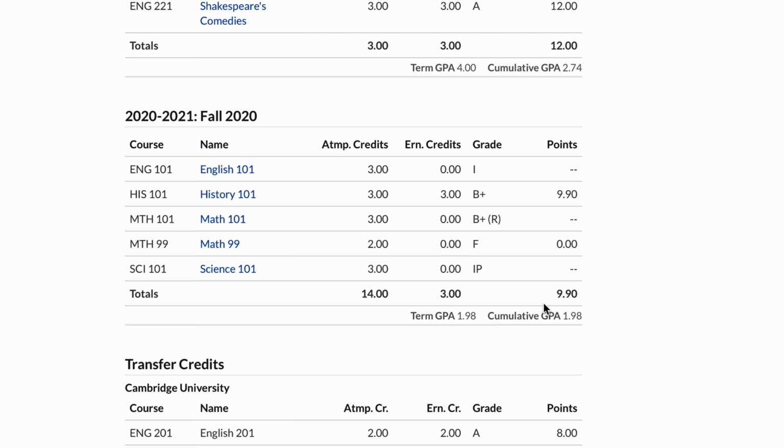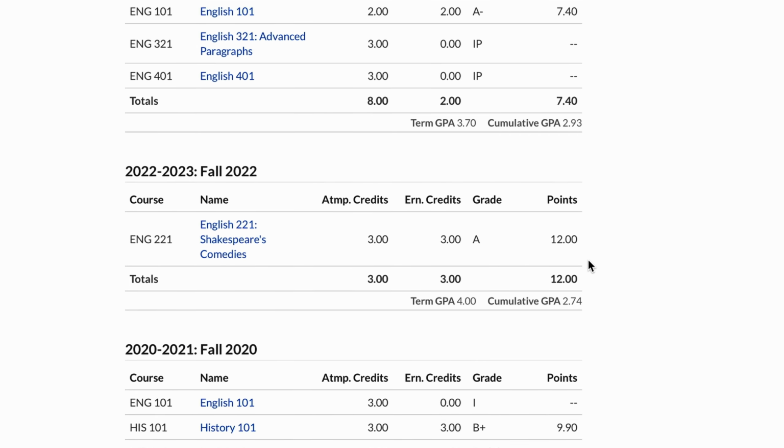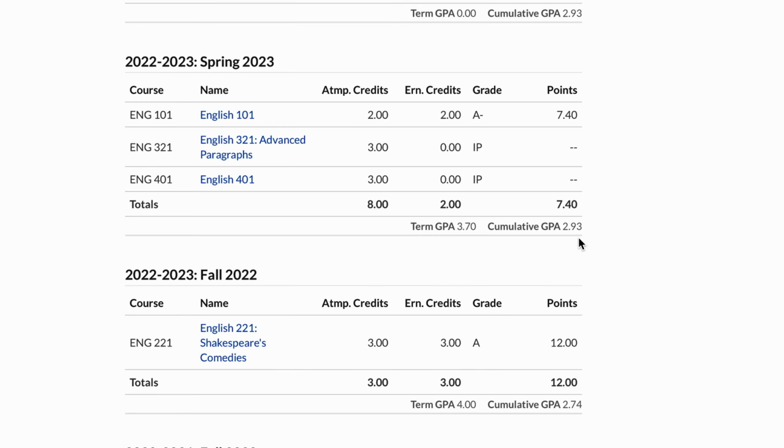Then we've got your term GPA, and that's going to be a GPA calculated only looking at the courses in this term. Cumulative GPA on the term is looking at this term and any previous terms. So that term by term gives you a running tally of your GPA.